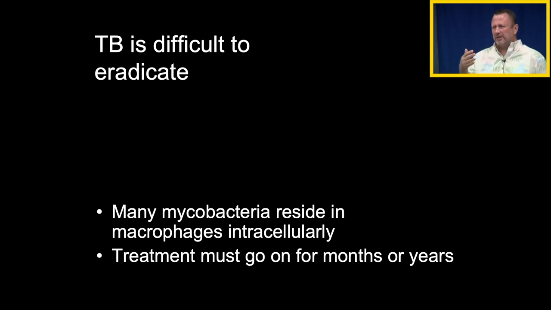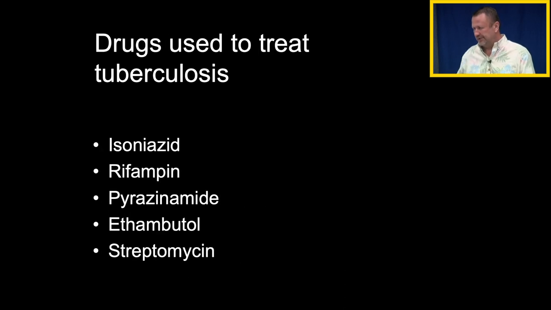In a healthy individual, the body will form a granuloma around the mycobacteria and wall it off and prevent that tuberculosis from getting out. But over time, that organism can escape, especially during times of immune compromise. So people who are immune compromised, like people with HIV and AIDS, are much more likely to get tuberculosis because that walling off of the tuberculosis is not effective in them. Despite all that, treatment must go on for months or even years to actually eradicate the tuberculosis within our patient.